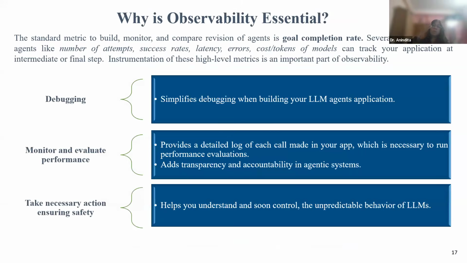So, why is observability essential? One thing is definitely debugging: it simplifies debugging when building an LLM agentic application. Monitor and evaluate performance. As I told, it provides a detailed log of each call made in your application, which is very necessary to run performance evaluation. So it adds transparency and accountability in the agentic system. Take necessary action ensuring safety: it helps you understand and control the unpredictable behavior of the LLM.